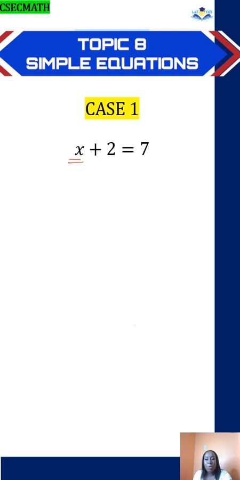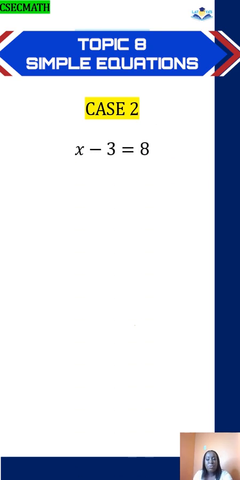If I want to solve for x, I leave everything that has x on this side and I take everything that doesn't have x on the other side. Now after the equal sign, I have 7. Once I bring across the positive 2, it becomes negative 2. So now the value for x is 5.